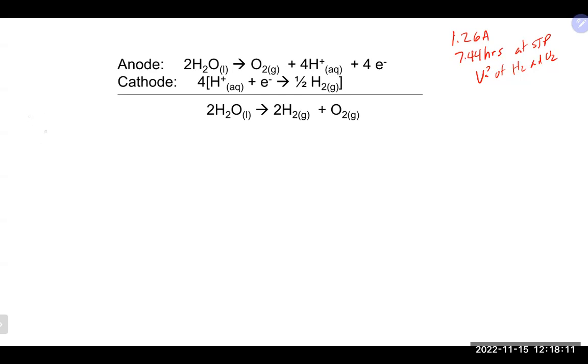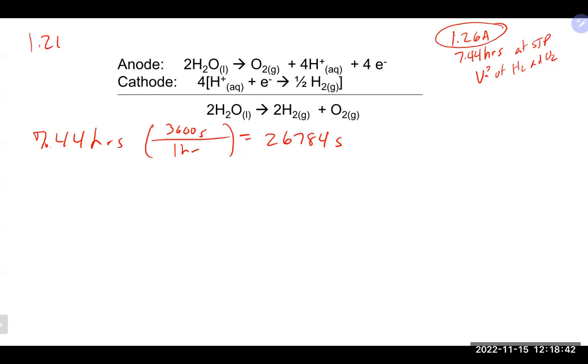We're going to take our 7.44 hours, and we're going to convert it into seconds. So 1 hour is 3,600 seconds. That's 7.44 times 3,600, which gives us 26,784 seconds. Our amperage here, which is 1.26 amps, is the same as 1.26 coulombs per second. So that's the same unit.